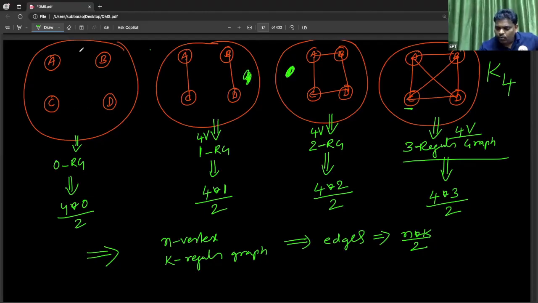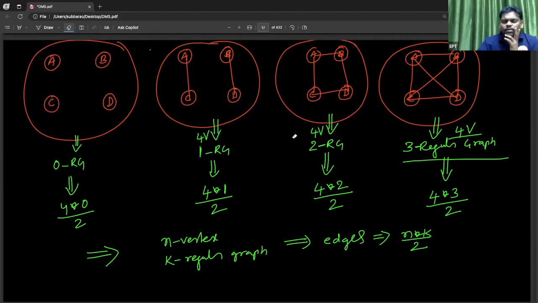See this one. It is a 4 vertex null graph. Maybe some regular graphs are complete graphs. Some regular graphs may be null graphs. Whatever it is, don't worry about the relations, but learn the meaning of a regular graph.